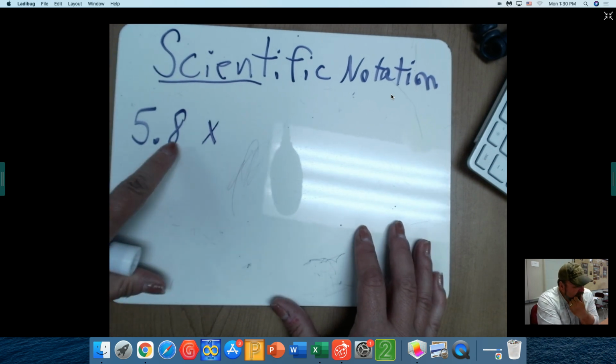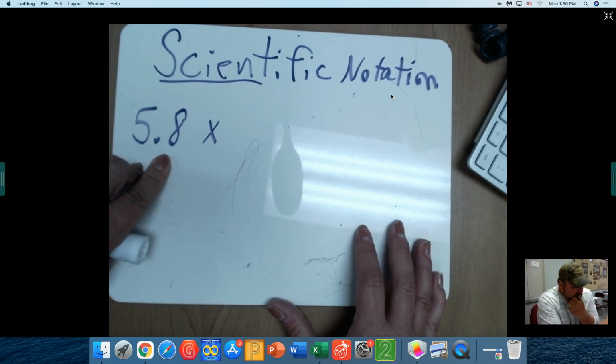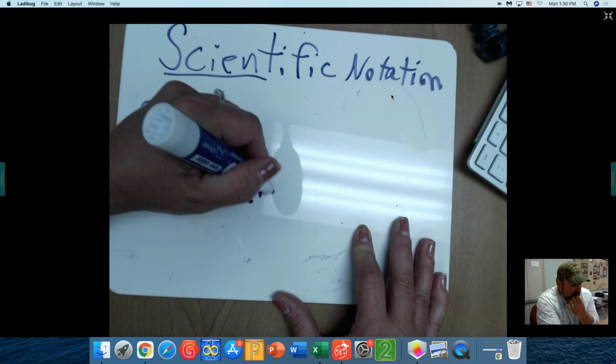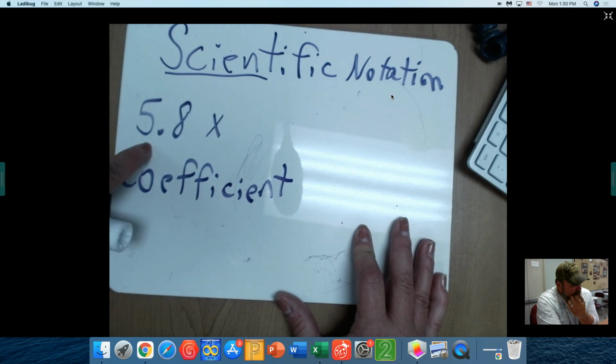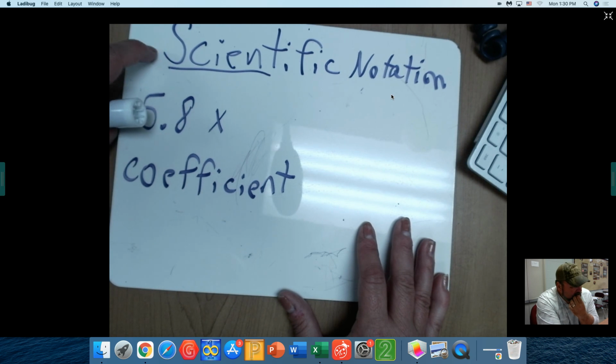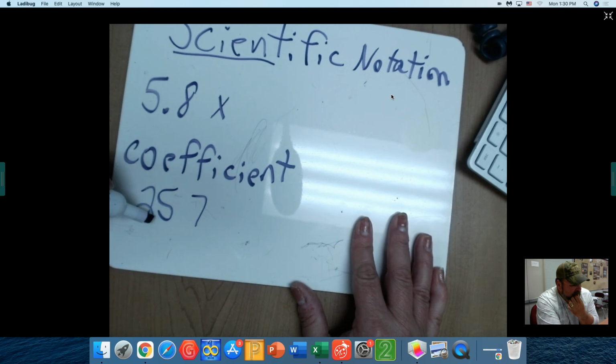So it starts off with a number, and this number is called the coefficient, which I don't really like calling it coefficient because we'll use that word later for the number being multiplied by a variable. But that front number, unfortunately, that's what they call it. Now, it's a strange rule that if you're going to be putting something in scientific notation, there can be only one digit out here in front. So you can't put 25.7. Now you can put 2.57 because you only have one digit.